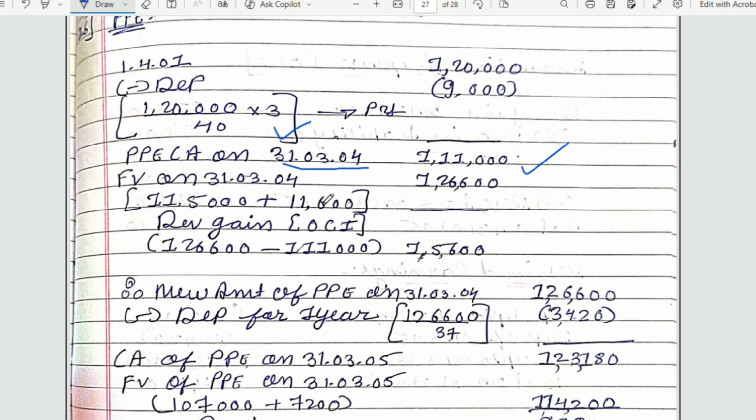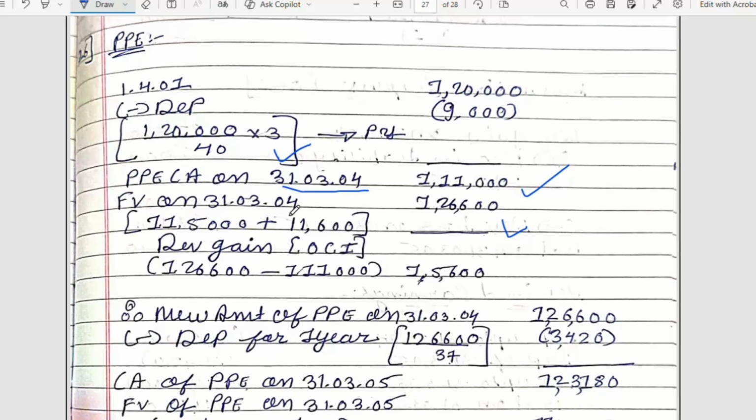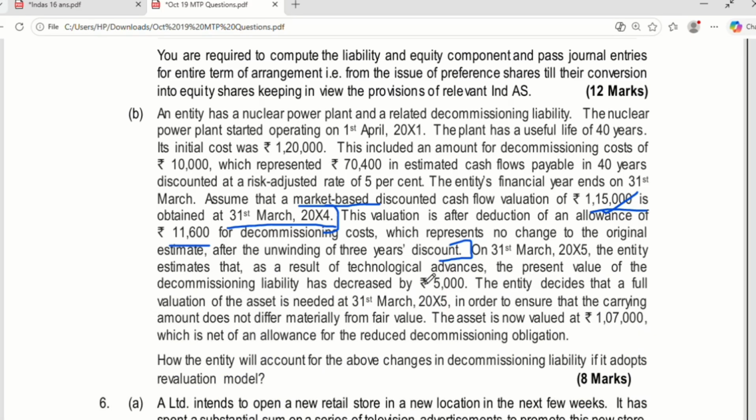So we are going to include the decommissioning cost of 11,600. ठीक है. So see, this is the fair value and this is the carrying value. So our fair value is more than the carrying value. So this is our revaluation gain. ठीक है. तो हम लोग को 31 मार्च 2004 को revaluation gain हो रहा है 15,600 का. Now let's see further.